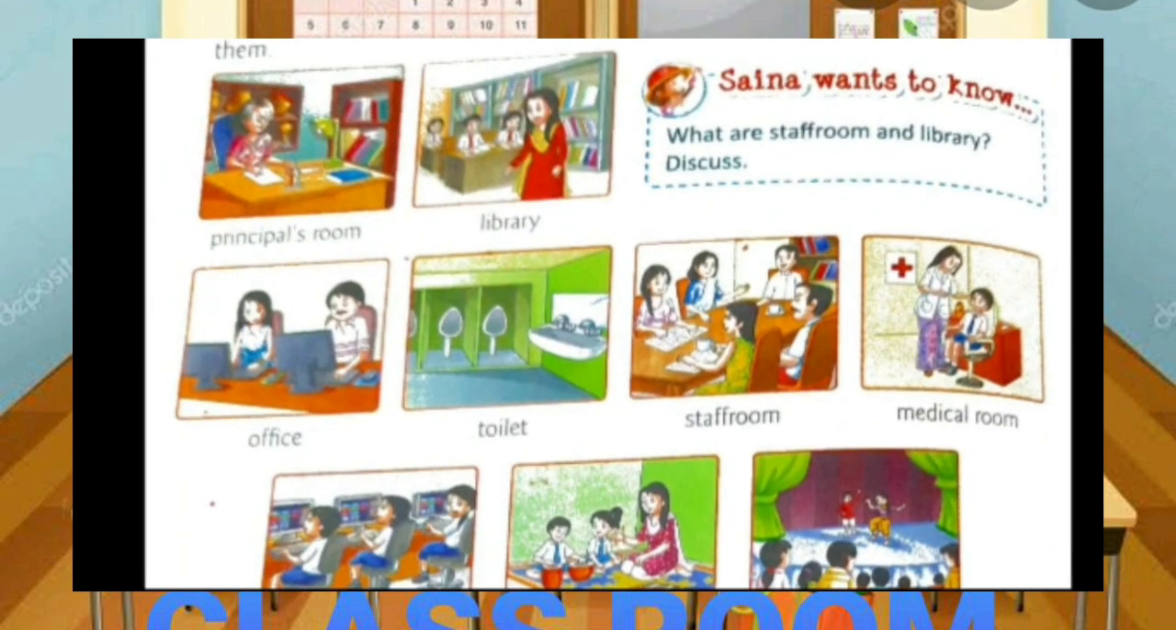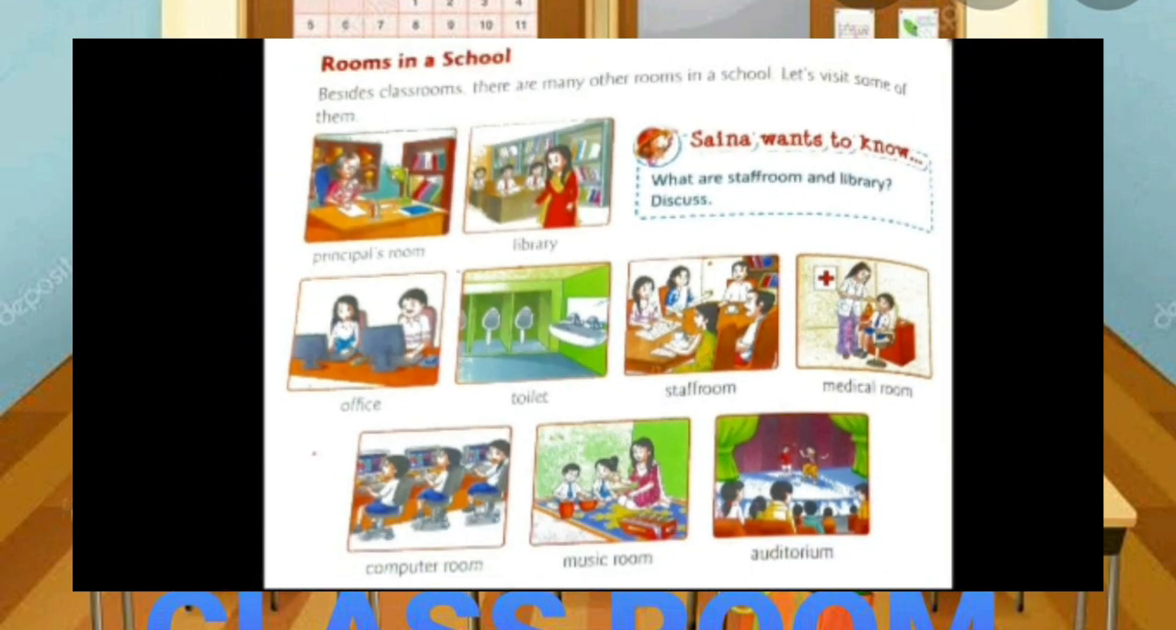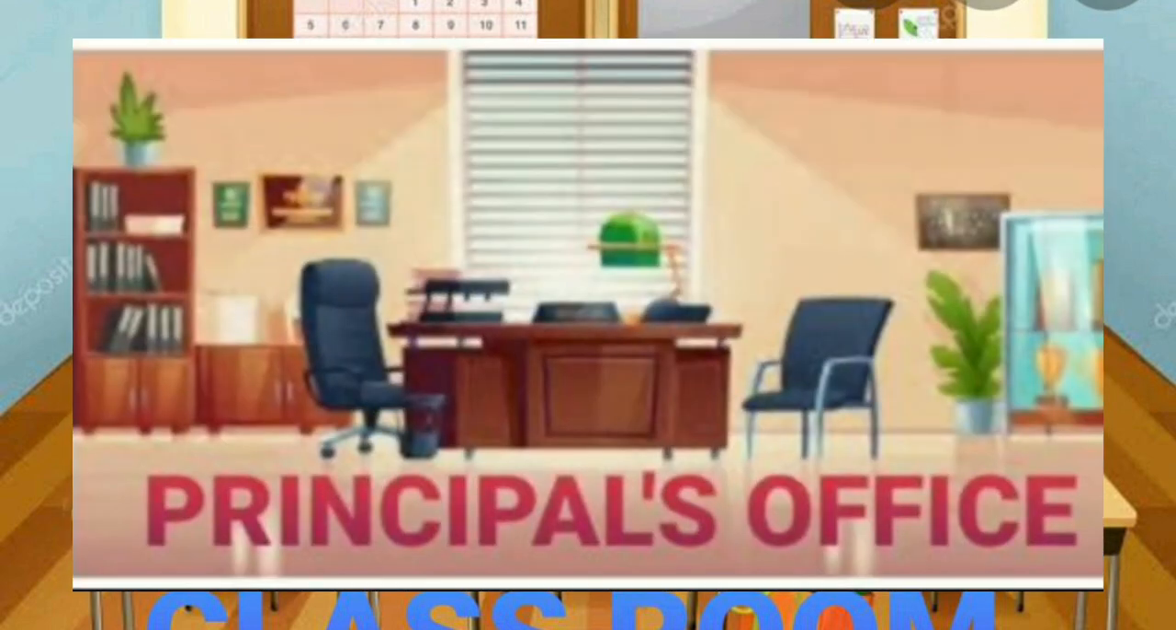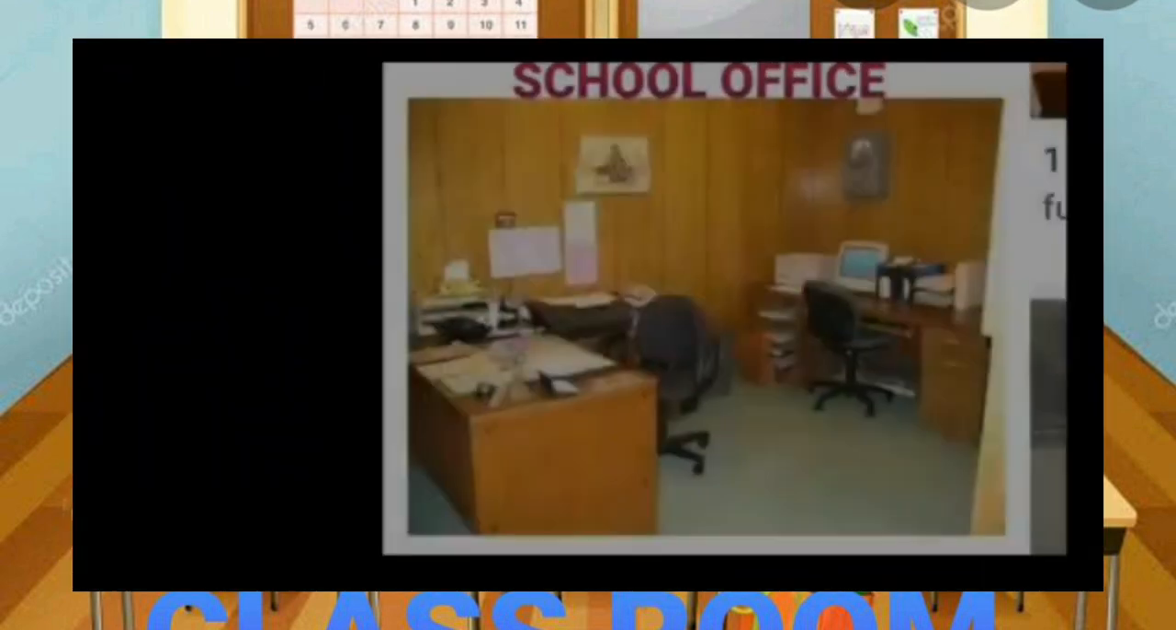Small pictures are given in your book, but I have collected some new pictures that I will show you. This is the principal's office. A principal's office is always very well furnished. We also have a very nice office with a table, chair, rolling chair, cupboards for extra books, plants, AC, window, etc. This is where the principal sits, and if you have any work, you can go and talk to the principal.